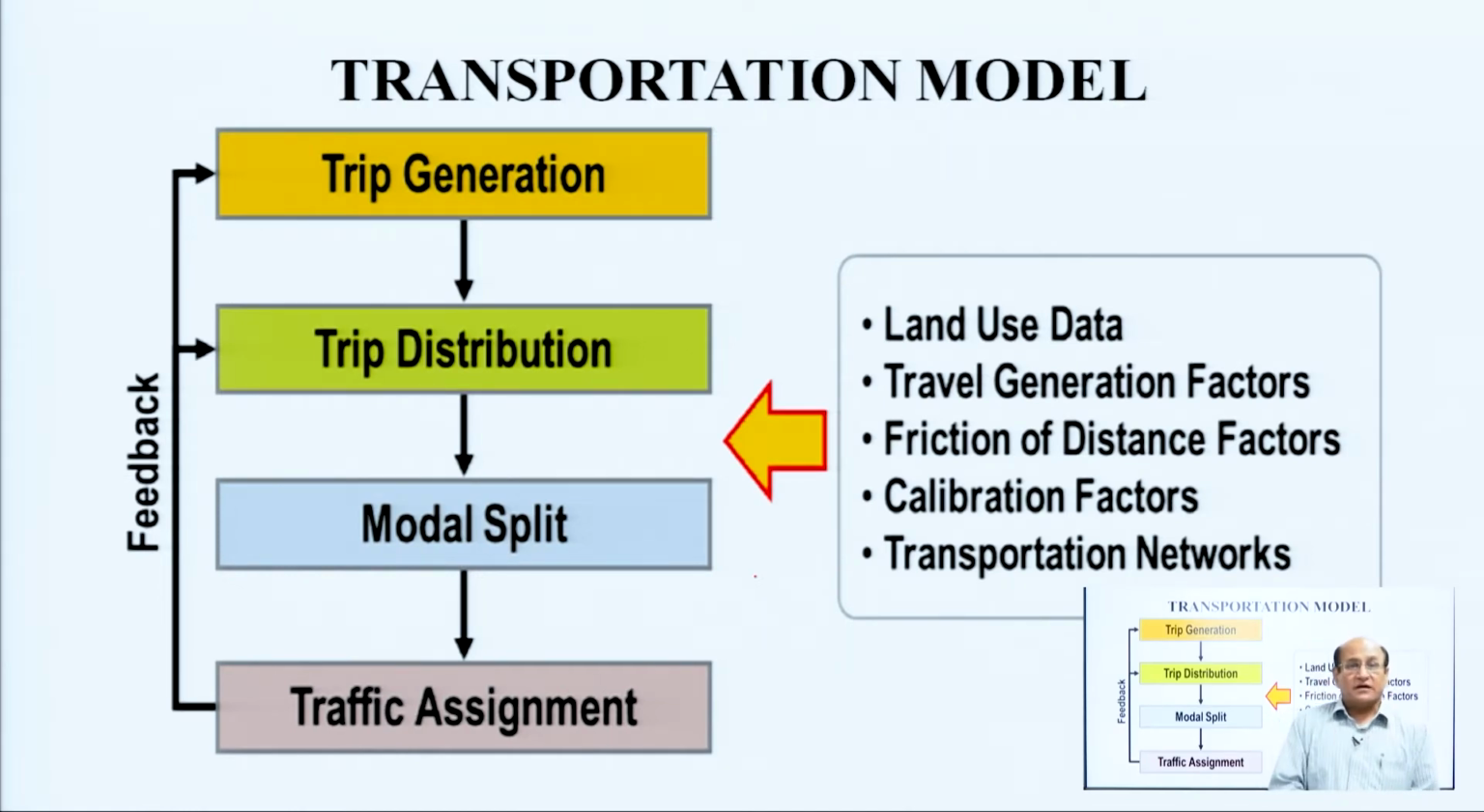So, we can see here these 4 stages required for the transportation model are based on the land use data, travel generation factors, friction or distance factor, calibration factor, and transportation network. Depending on the feedback, this is the sequential demand: trip generation, then go for the trip distribution, then go for the modal split, and finally traffic assignment.